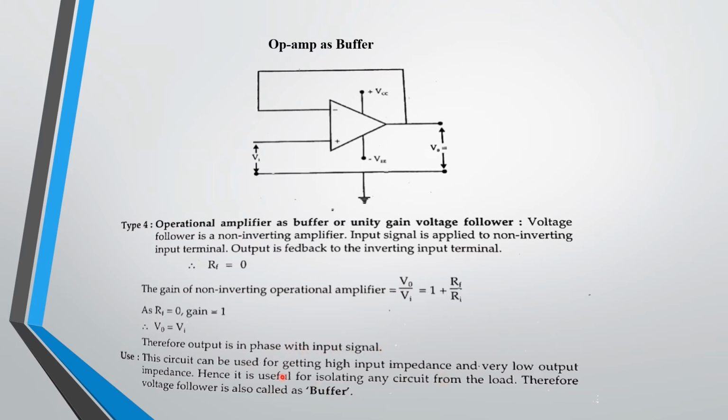So this circuit can be used for getting high input impedance and very low output impedance. What is the use of this stage then? It is useful for isolation purpose. Therefore, this voltage follower circuit is also known as buffer circuit.